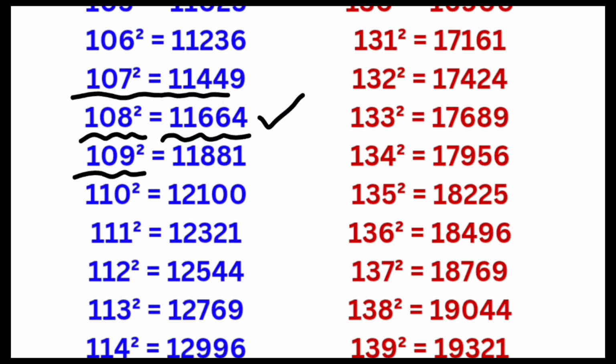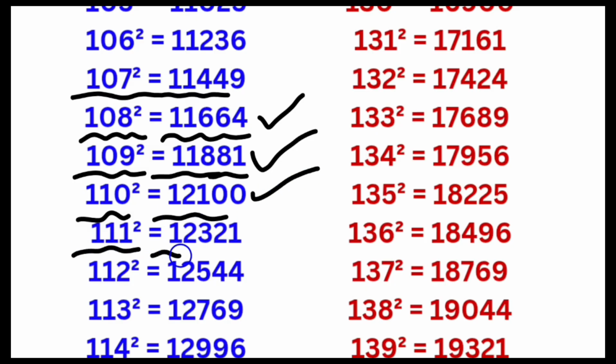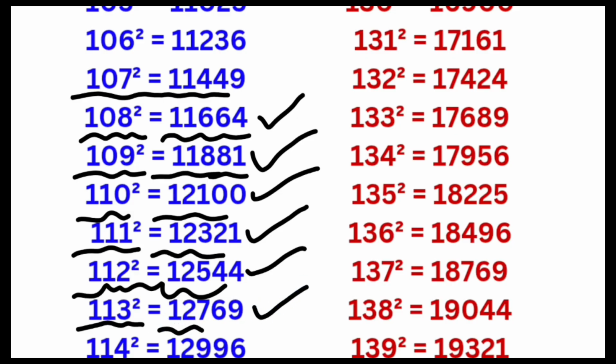Square of 109 is equal to 11,881. Square of 110 is equal to 12,100. Square of 111 is equal to 12,321. Square of 112 is equal to 12,544. Square of 113 is equal to 12,769.